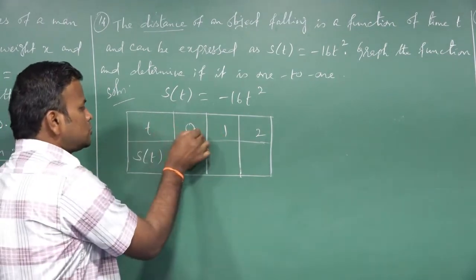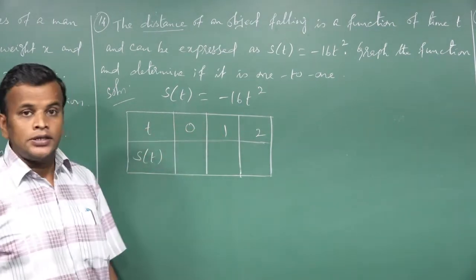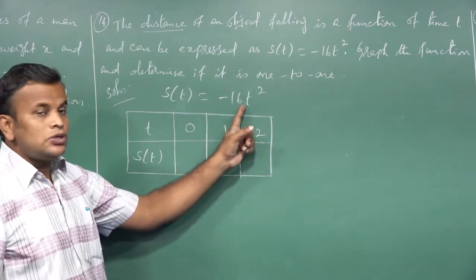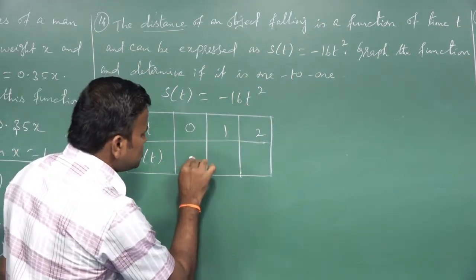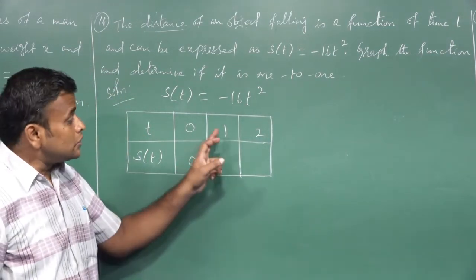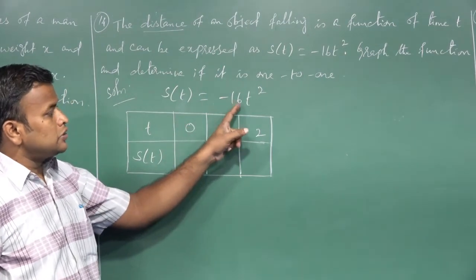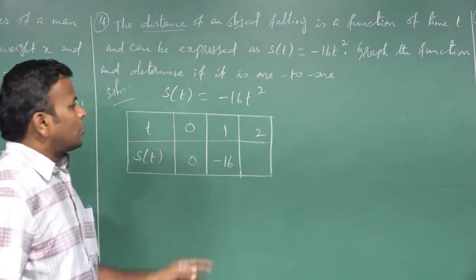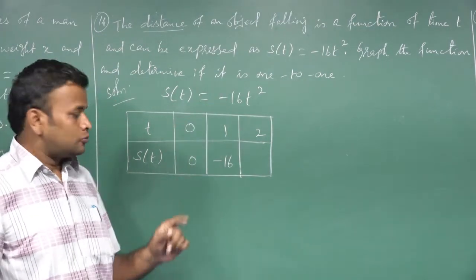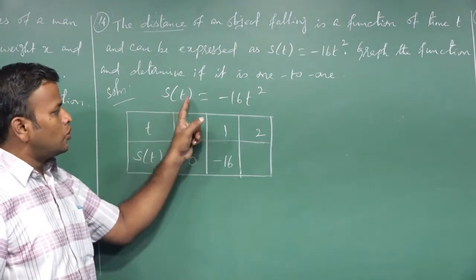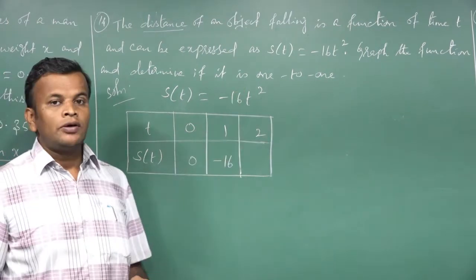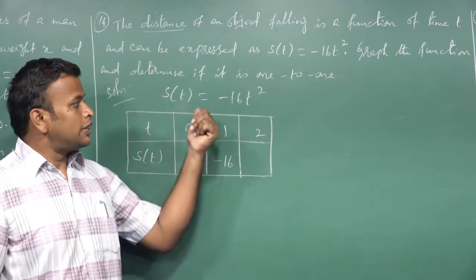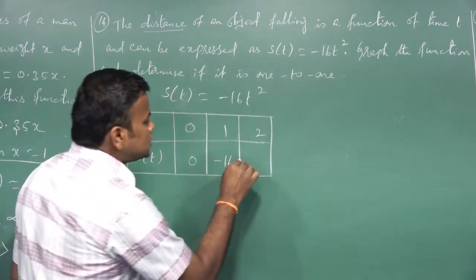So when t is equal to 0, what is the value of s of t? We replace t by 0. So 0 to anything is always 0. When t is equal to 1, s of 1 is minus 16 into 1 square, which is minus 16. When t is equal to 2, s of 2 is minus 16 into 2 square. The value of 2 square is 4. Minus 16 into 4 is minus 64.